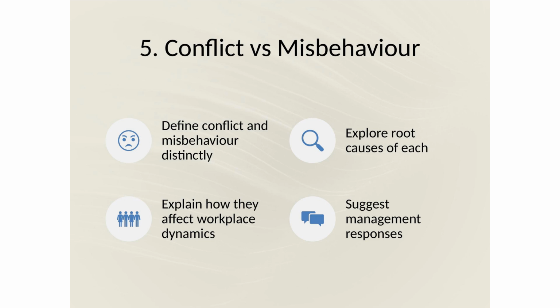Use theories like Dunlop's industrial relations system or Goffman's resistance at work. Practical approaches include conflict resolution training, clear codes of conduct, and open communication channels. Recognizing the difference helps managers address root causes effectively and avoid escalation. Stress the legal and procedural importance in public sector management.